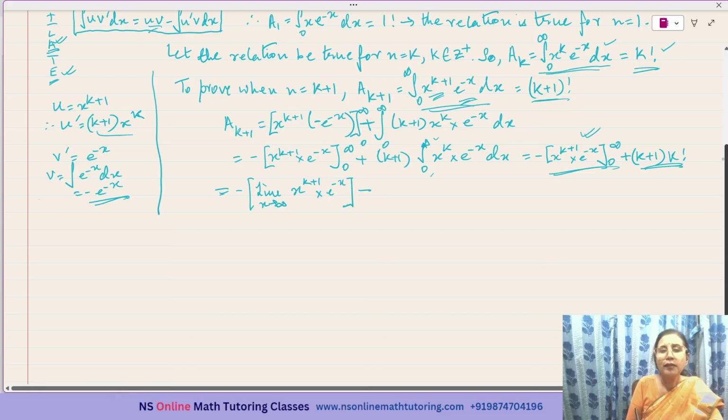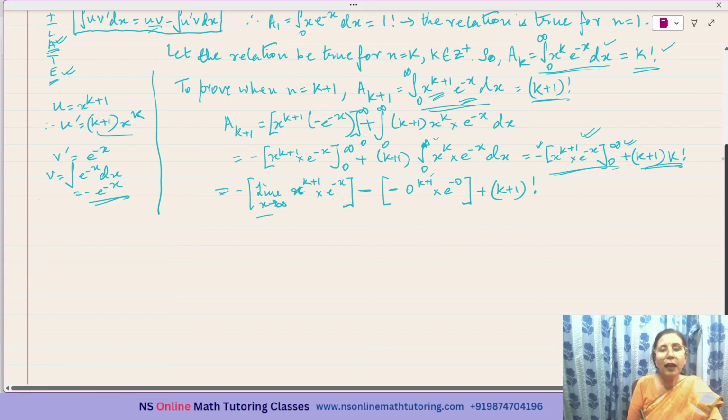And minus, of this minus, reverse this minus. First of all, I have substituted the upper limit, and then I'll be substituting the lower limit, therefore this minus sign, and there was an existing minus sign. And 0 to the power of k plus 1 times e to the power of negative 0, okay, plus k plus 1 factorial.